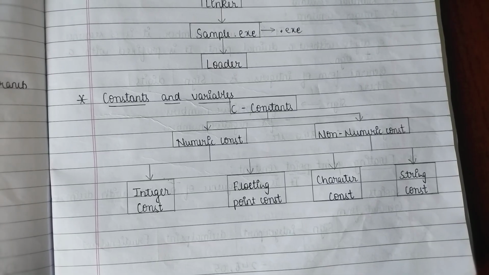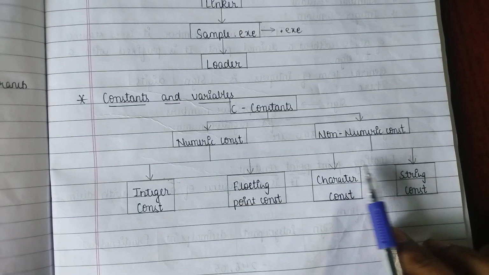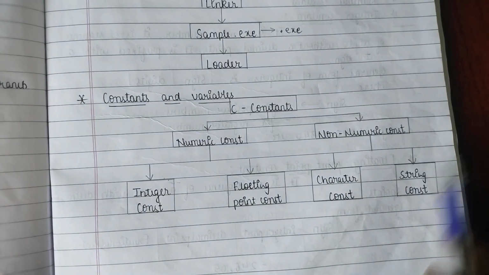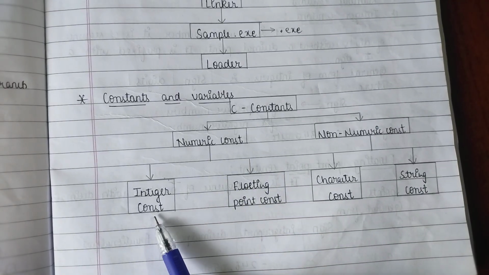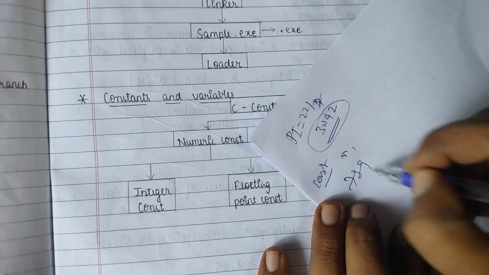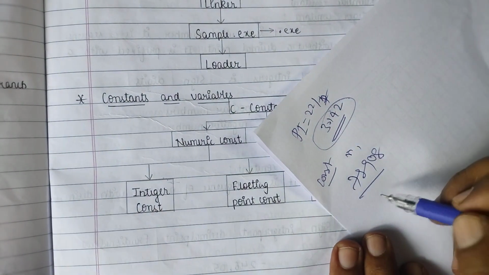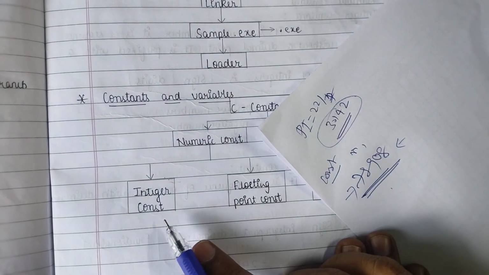See, numeric, the name itself indicates numeric, means it contains the numbers 0 to 9. The constant which contains numbers is called numeric constant. The second one is non-numeric. The constant which cannot contain digits or numbers is called non-numeric constant. Again in the numeric constant, we have two types. One is called integer constant. Integer constant is a constant which contains only numbers or digits like this, 78904. This is only numbers; a sequence of digits is called an integer constant.